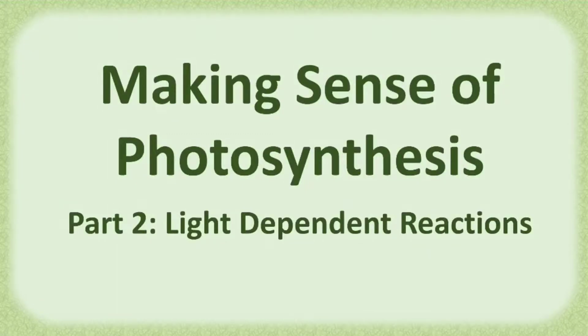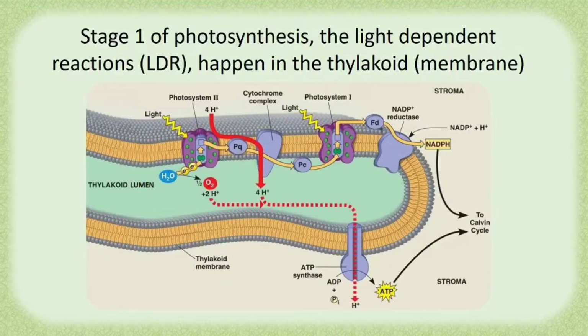This is the second in the series of 3 videos looking at how photosynthesis works in plants, and we're now going to start delving into the detail of photosynthesis by looking at what occurs in the first stage, the light-dependent reactions. First question to consider is where do the light-dependent reactions happen in the chloroplast?